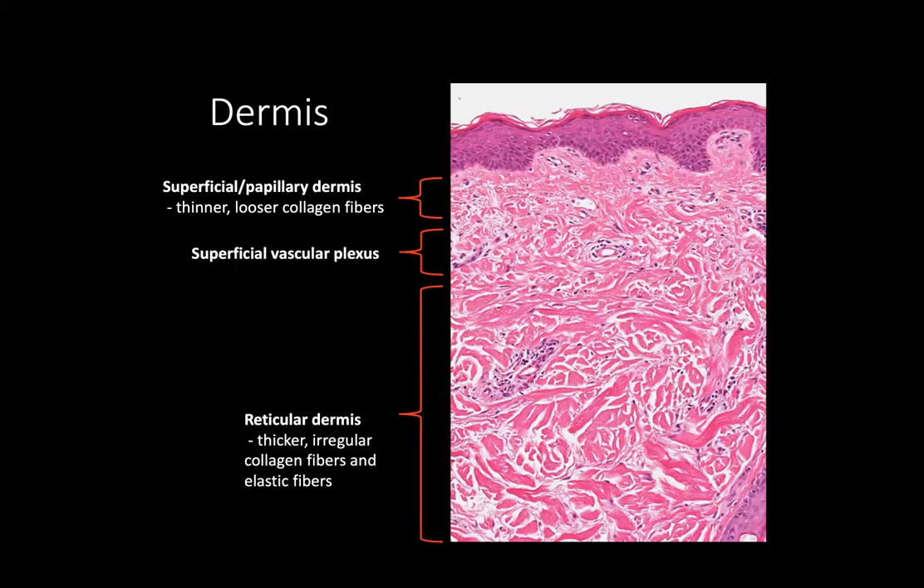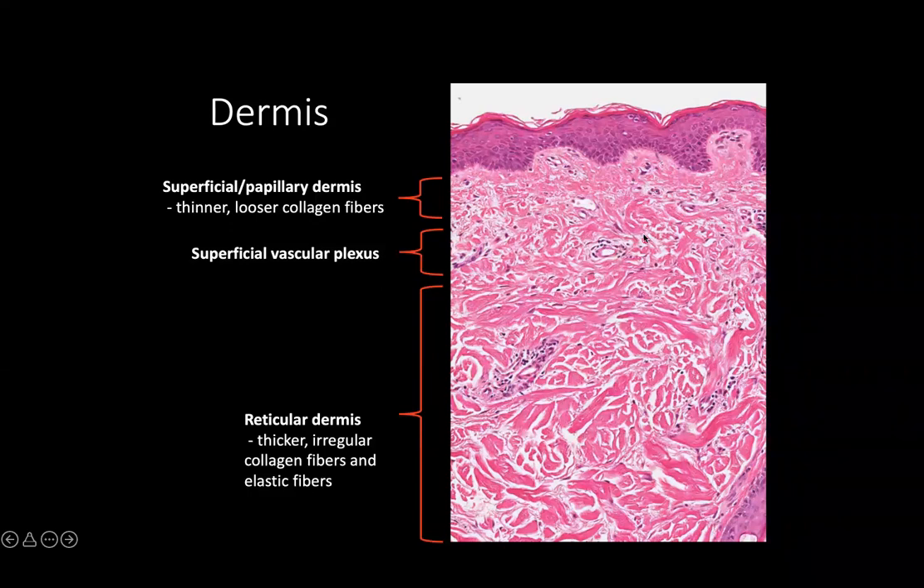Now for the dermis, it actually has different compartments. The very top layer of the dermis is known as the superficial or papillary dermis, where you have thinner, looser collagen fibers. You have the superficial vascular plexus, where you're going to find a lot of vessels. And I'm circling a lumen of one of the vessels here. If you've got dilated or ectatic vessels, you'll see them here.